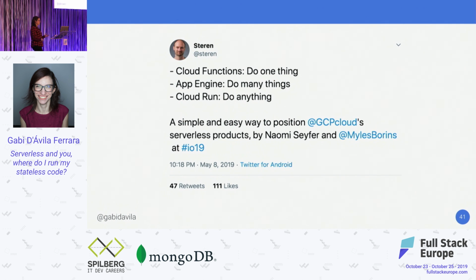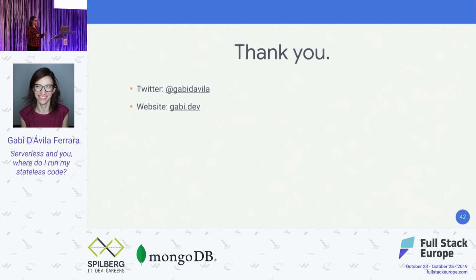So to summarize everything that I said, on Cloud Functions, you do one thing. On App Engine, you do many things. And on Cloud Run, you can do anything. That's what my colleagues said at Google Cloud Next, and that's what I had for you. Thank you.